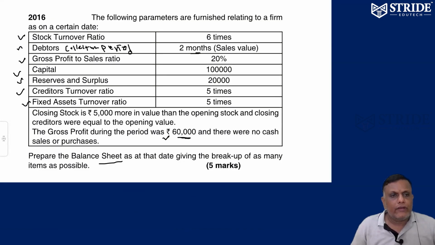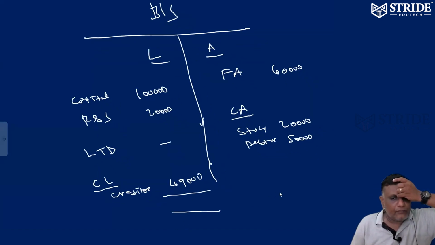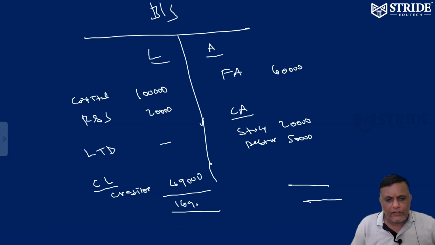Almost we did everything. Current asset consists of stock and debtors only. Anyway, make a total. They won't tally, but you have to make them tally. On the liability side, 1 lakh plus 20, 1 lakh 20, plus 49, 1 lakh 69,000. On the asset side, 70 plus 60, 130. So 39,000 is the balance figure.